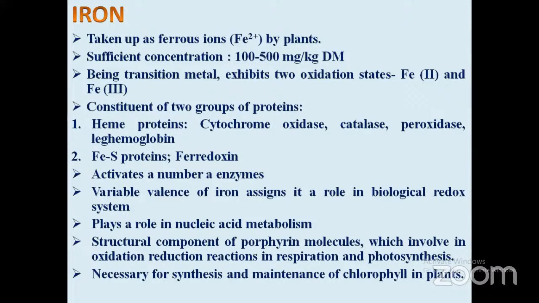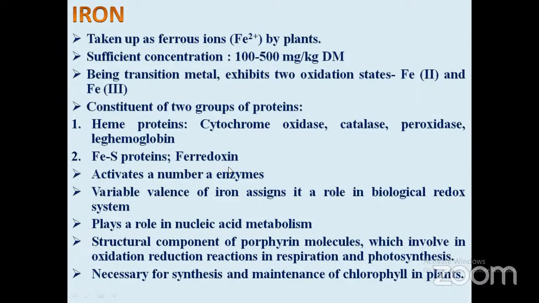You must have read the structure of chlorophyll, I guess. There are 4 pyrrole rings and magnesium is in the center, right? So porphyrin means this cyclic compound. So hemeproteins are those proteins that contain iron in the porphyrin complex. Examples of these hemeproteins are cytochrome oxidase, which are enzymes, catalase, peroxidase, and leghemoglobin. Another is iron-sulfur protein, and an example of this kind of protein is ferredoxin.